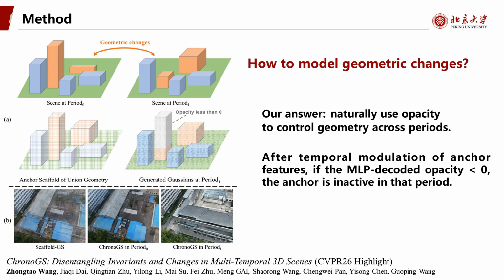First, how do we model geometric changes? Our answer is to naturally use opacity. After temporal modulation of the anchor features, if the MLP decoded opacity drops below 0, the anchor is treated as inactive in that period. This elegantly captures the appearance and disappearance of structures over time.